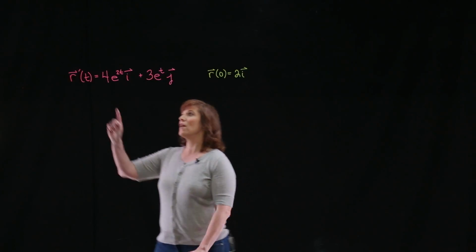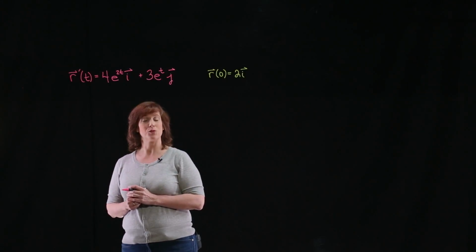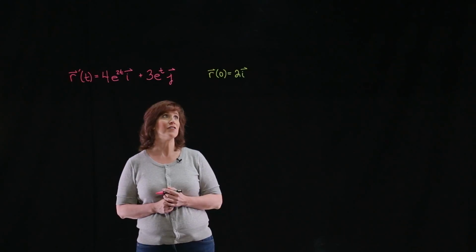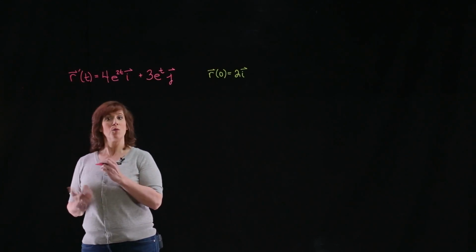We're going to be solving an initial value problem in this example. We begin with r prime of t being equal to 4e to the 2t i plus 3e to the t j, with the initial condition that r of 0 is 2i. Well, to go from r prime to r, we're going to integrate.